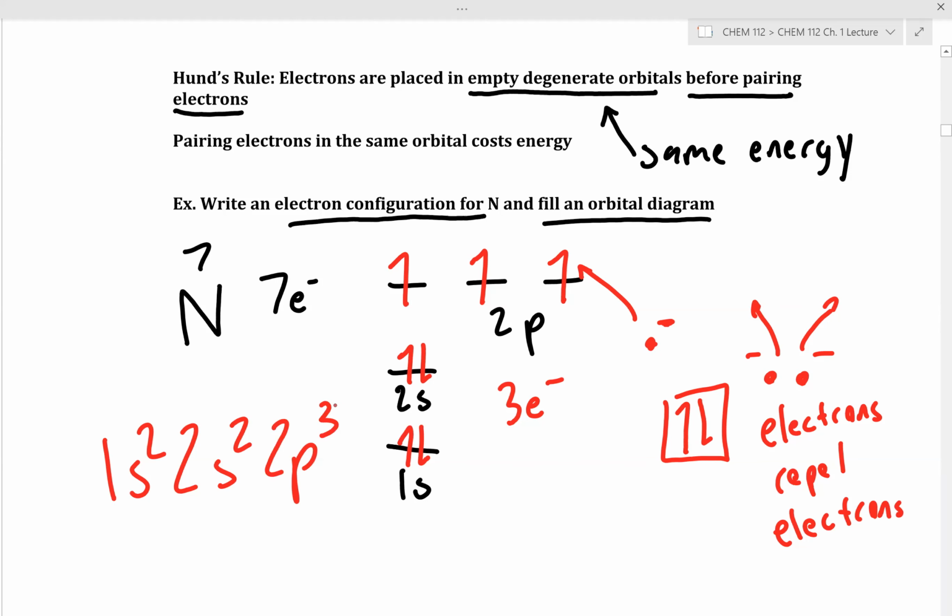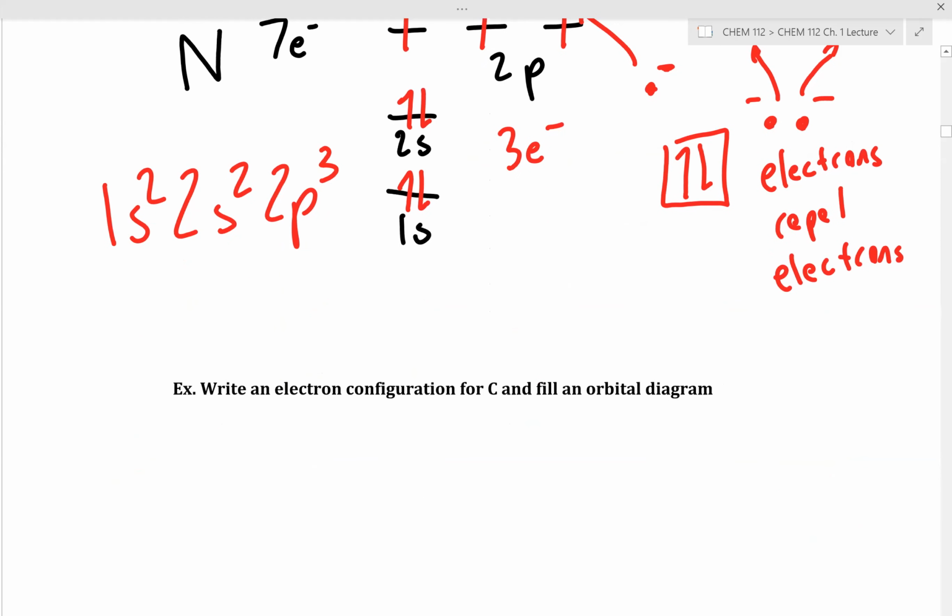I personally like the orbital diagrams as they're more descriptive on the relative energies of the electrons and whether or not those electrons are paired. We're going to be using orbital diagrams a lot in this next section. So with this overview in mind, what I'd like you to do now is to write an electron configuration for carbon and fill in an orbital diagram for carbon.